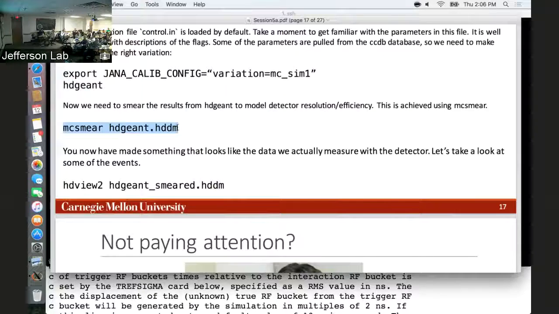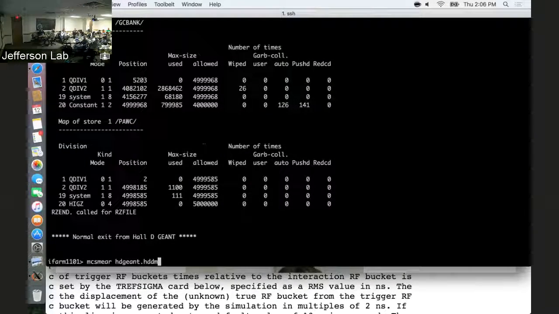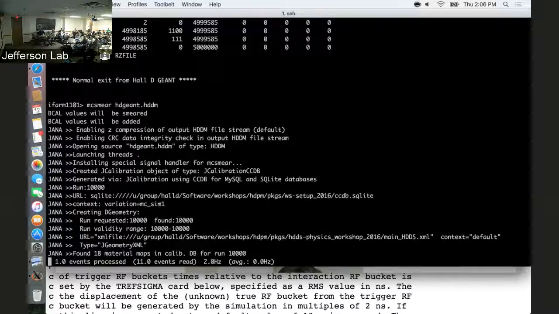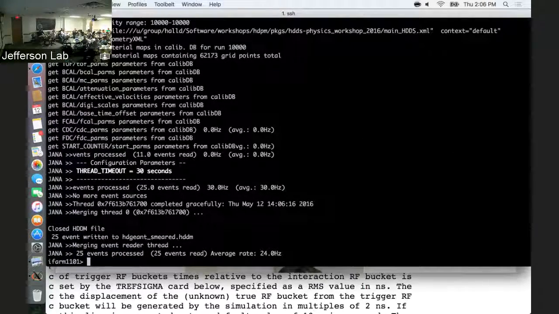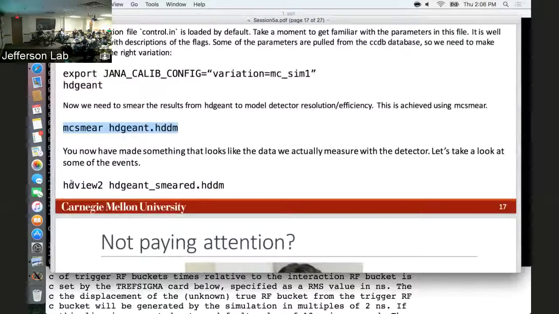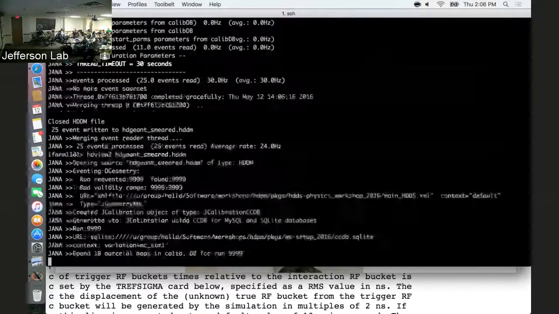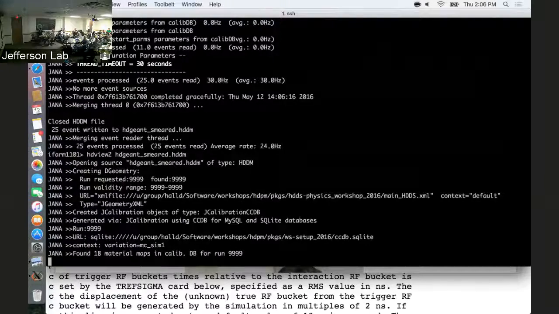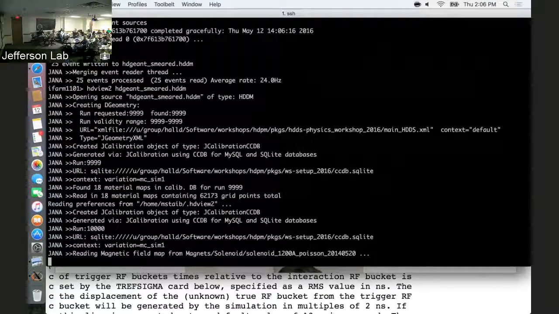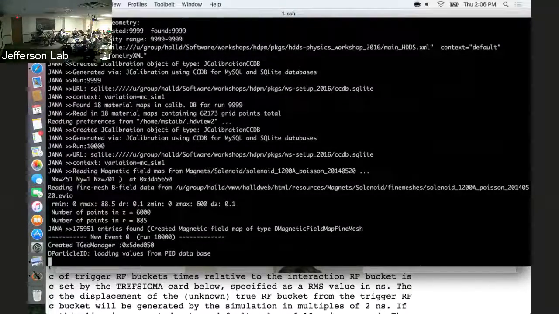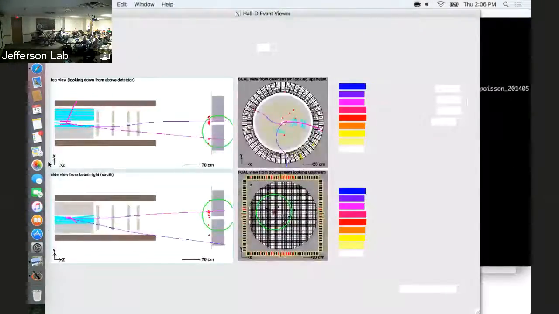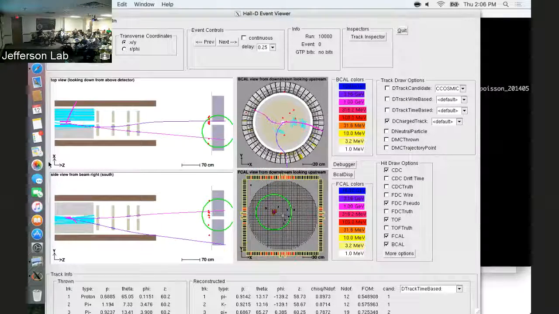All right. Now the smearing itself is not all that intense. It takes a little while to get these JANA processes running because it needs to get a lot of things out of the databases. But once it actually started processing, it's done instantly. Okay, so now, like I said, we can look at some of these just to give you a feeling for how they look in the detector. Okay, so now you can see all the individual events here.